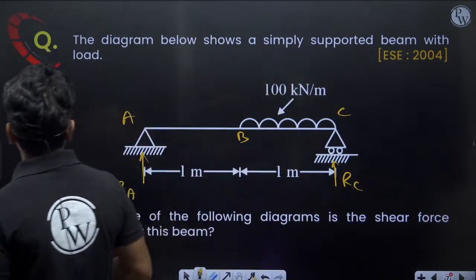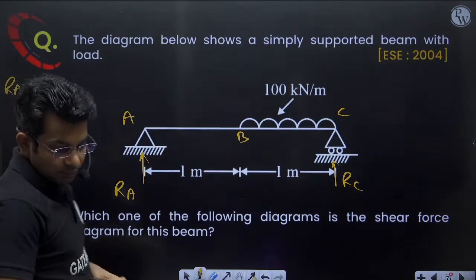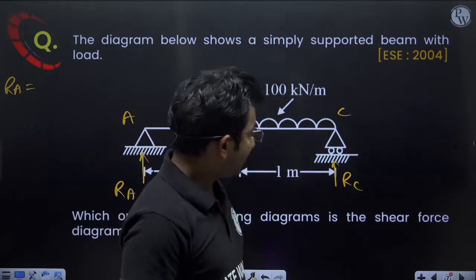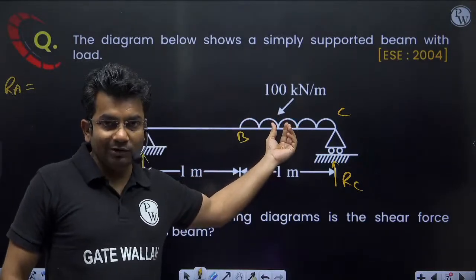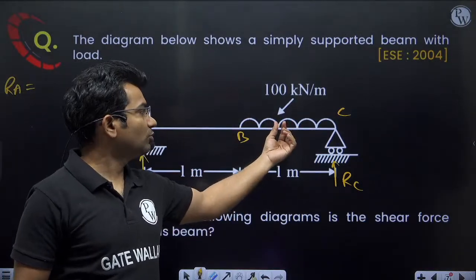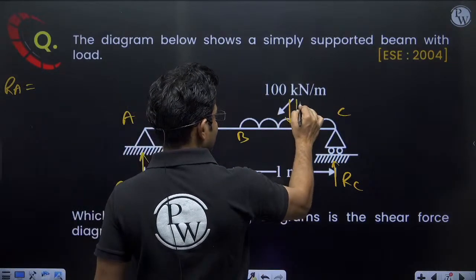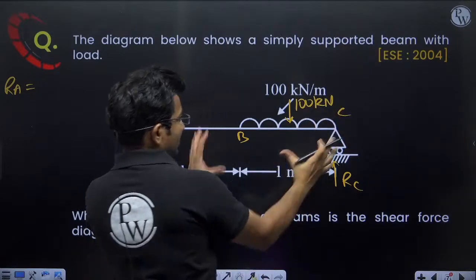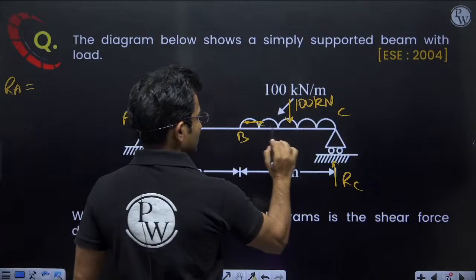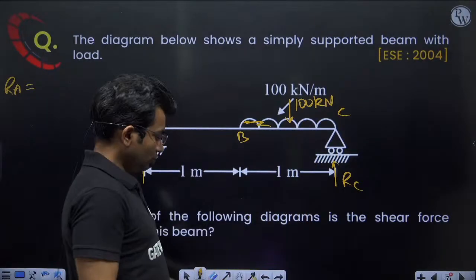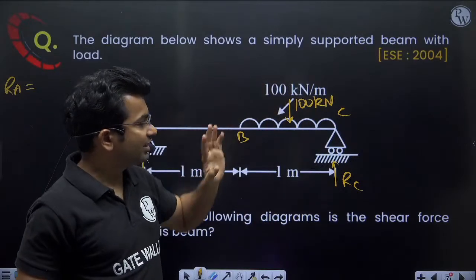What will be the value of RA? If we convert this load into a point load, it will be a 100 kilonewton point load. This UDL can be converted into a 100 kilonewton point load, so this UDL can be removed now. Just visualize that it is removed. Only a point load of 100 kilonewton is acting.